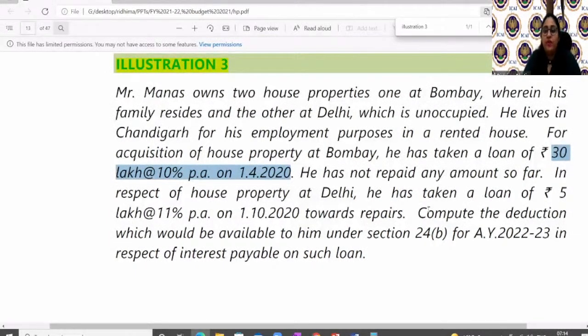Here itself, I think, Vrinda, by reading the question, I understood your problem. The loan is taken on 1st April 2020, not 1st April 2021. The year which we are talking about is previous year 21-22. So for 21-22, the accrued interest would be on the full 30 lakhs at 10% and 5 lakhs at 11%, subject to the limits.